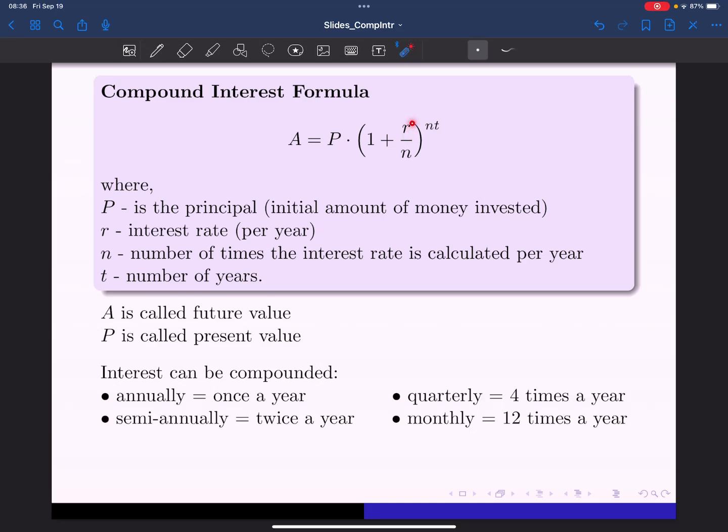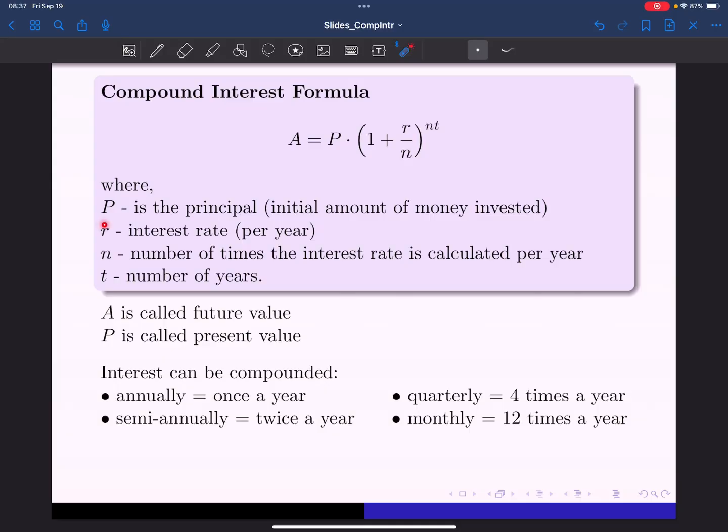So the interest rate is divided by the number of times we calculate interest per year, twice a year, 3 times a year, and this would be to the power of how many years and how many times per year. If we calculate twice per year for 4 years, then we're going to have 2 times 4, which is 8 times calculated interest.